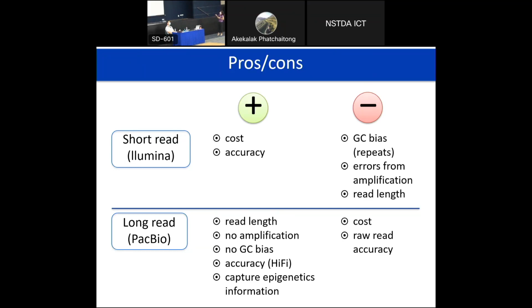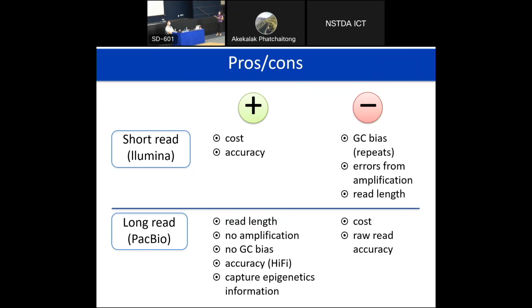The cons for Illumina are GC bias. When you get into repeat or GC-rich regions, it has trouble sequencing in that area. There are also some errors from the amplification step, because you need to amplify the template. And the read length is very short.